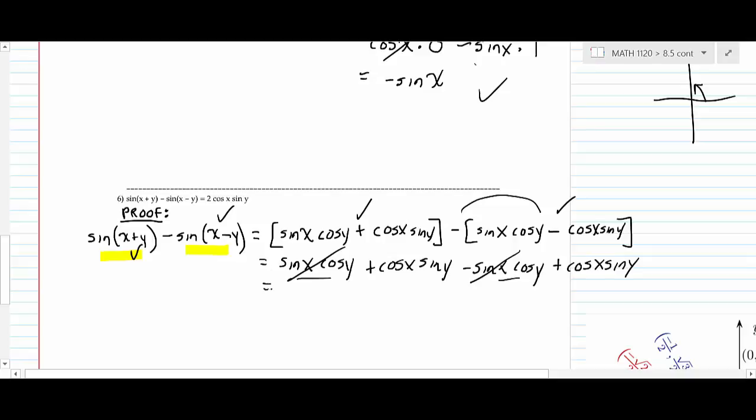Okay. Now, how about what's left over? You have cosine x sine y, cosine x sine y. What do you do with that? Those are like terms, right? So you just add them together. You have 1 plus 1, or you have two of those. So you have 2 cosine x sine y like that. Okay, that's it. That one's pretty straightforward. It's mostly algebra and then just knowledge of the sine sum and difference identities.